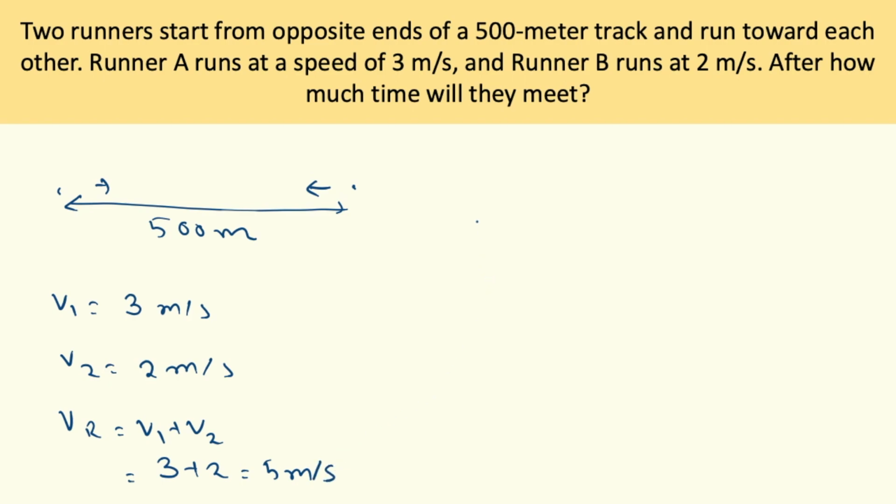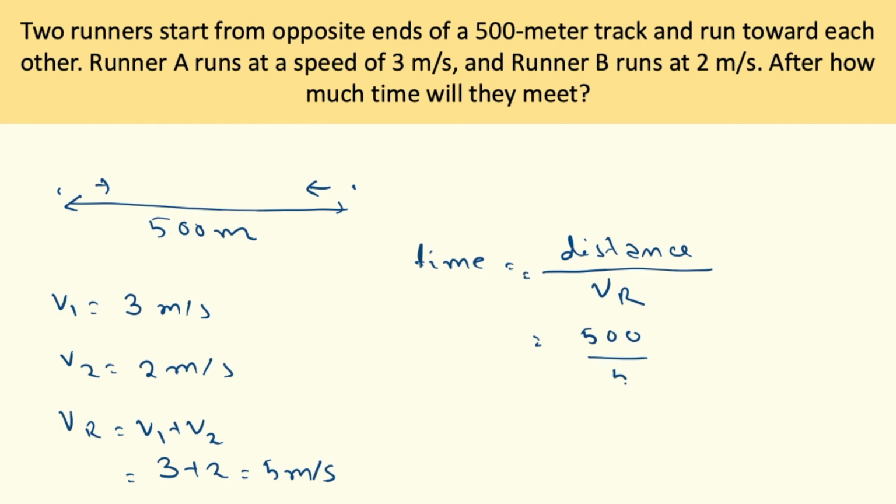Now what is the distance between them? Distance is 500 meters. Hence the time required would be equal to distance divided by V relative, which is equal to 500 divided by 5 meters per second. So this would give me 100 seconds, and this is our final answer.